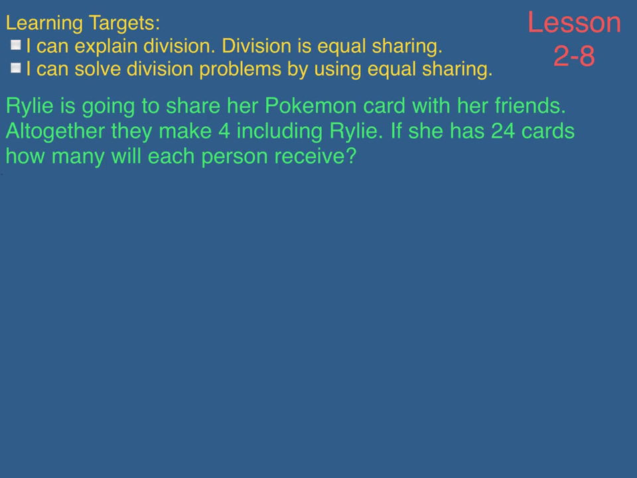So the problem we're going to look at is Riley is going to share her Pokemon cards with her friends. Altogether, they make 4, including Riley. So there's 4 people. If she has 24 cards, how many will each person receive? The first method of equal sharing is we're going to make and create individual groups. One thing that I noticed is that there were 4 total girls, including Riley. So I'm going to draw and represent each one of those girls with a circle.